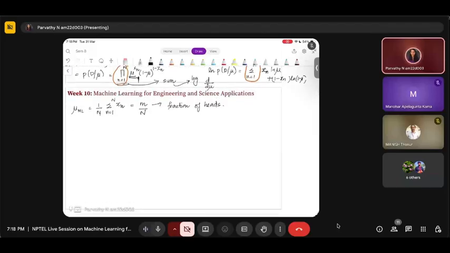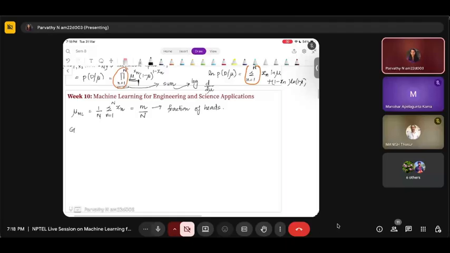Now, when we consider Gaussian, so this is one probability distribution that is very commonly used for modeling continuous variables. The other one was for discrete variables.